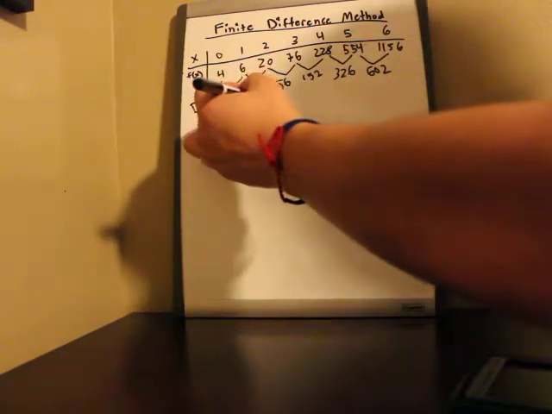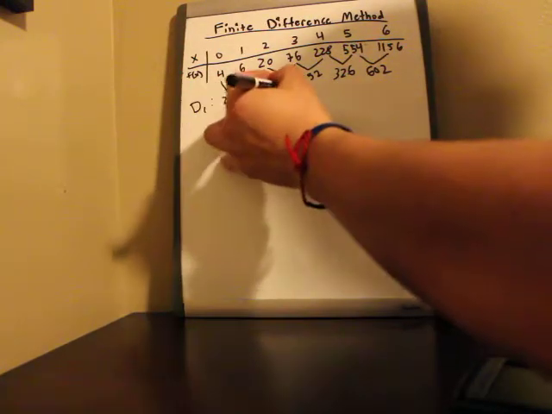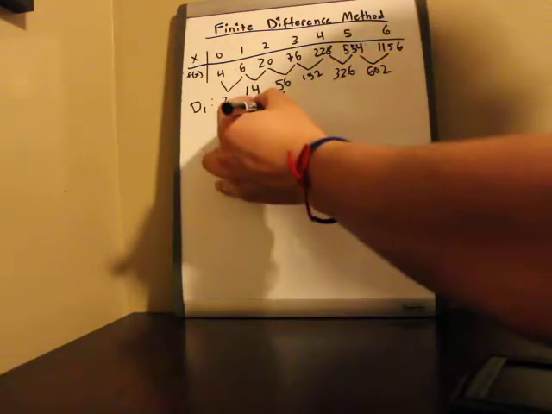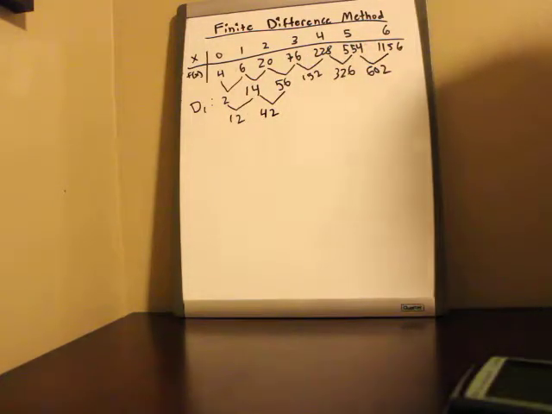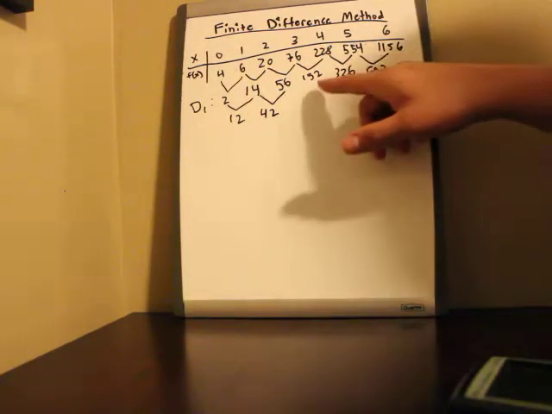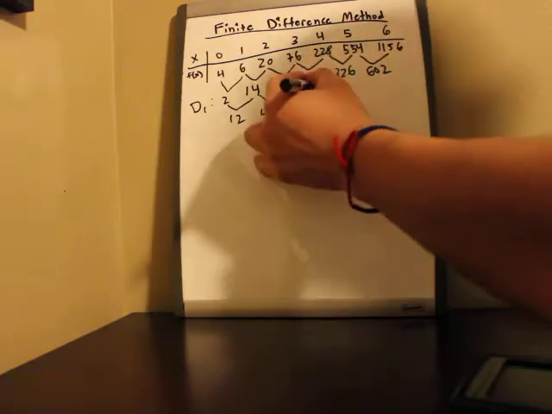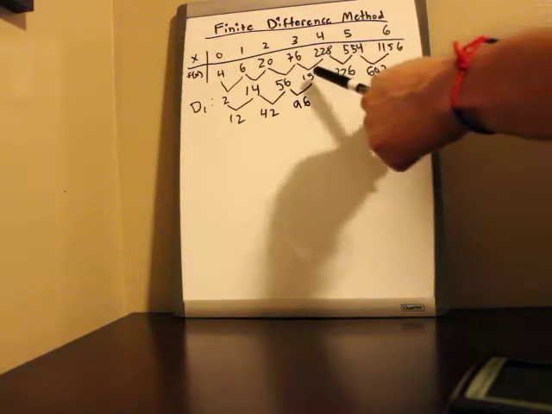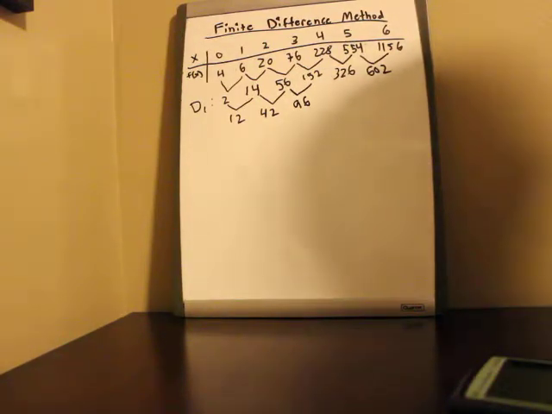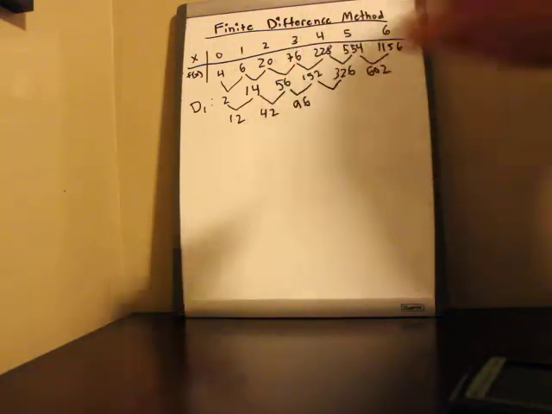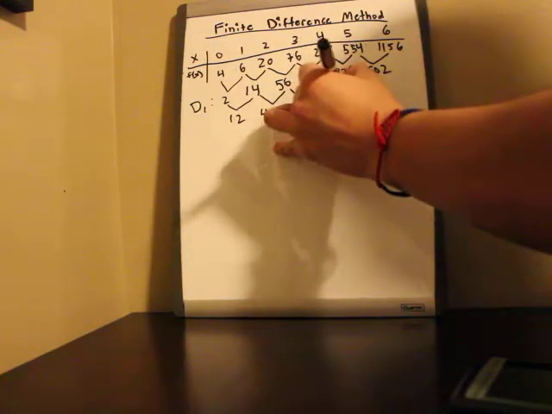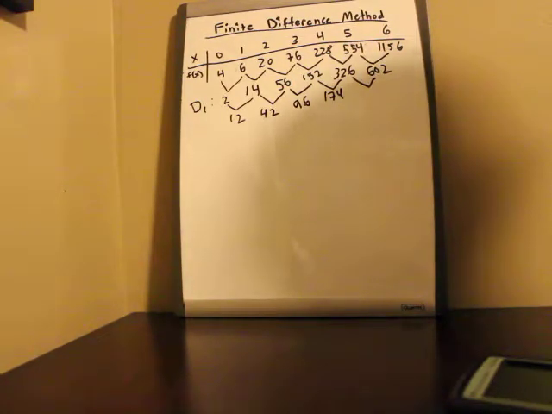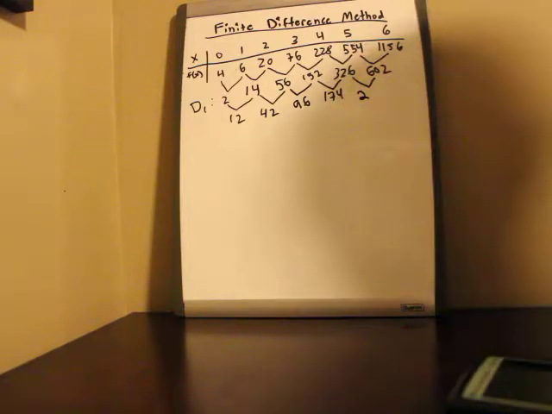So we're going to do 14 minus 2, which is 12. And then 56 minus 14, which is 42. We're going to do 152 minus 56, which is 96. Then 326 minus 152, which is 174. And then 602 minus 326, which is 276.